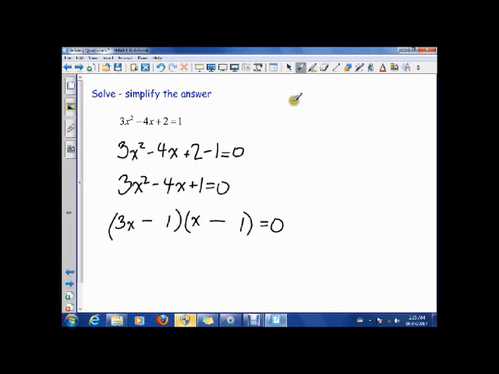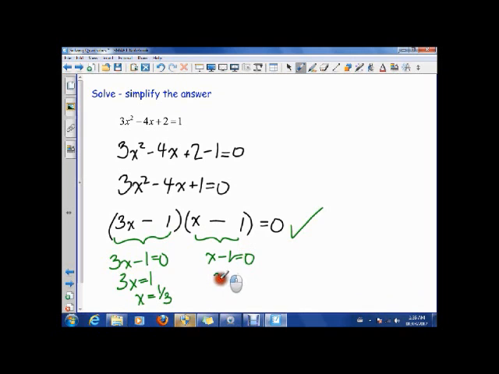So this actually works. Okay, so that works, which then means that either that is equal to 0, so 3x minus 1 is 0, which means 3x is 1, which means x is 1/3, or this part right here is 0, which means that x is 1. Okay, so those are our two solutions. Okay, so x equals 1 or x equals 1/3.